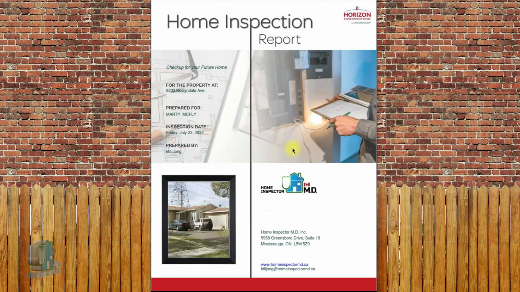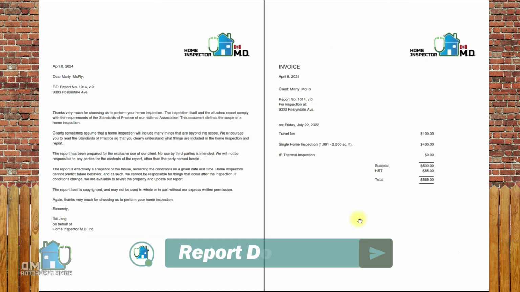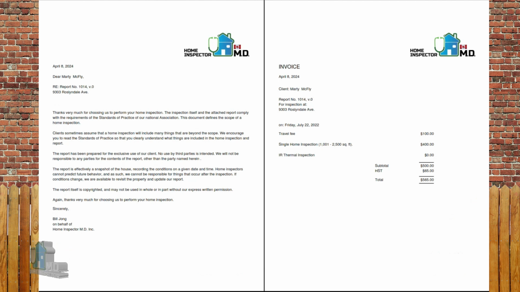The first thing you will see is a custom cover with details on who it is for, who inspected the house, and a photo of the house. Opening the report, you will see our thank you letter and then the invoice. This outlines what inspections were performed, how much they cost, and any other ancillary costs, such as travel fees, if the location is far away.